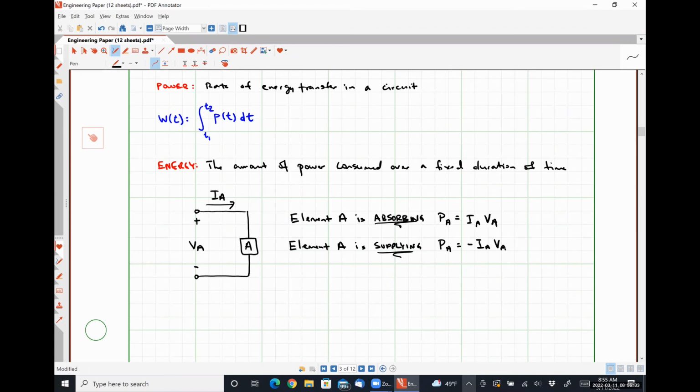Okay? So it does not matter what sign the voltage VA or the current IA has. If the current is flowing into the positive polarity terminal, IA times VA gives us the amount of power that is absorbed. Negative IA times VA gives us the amount of power that is supplied.